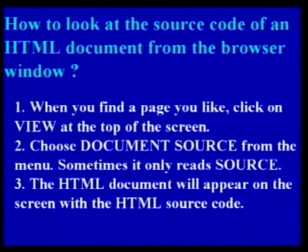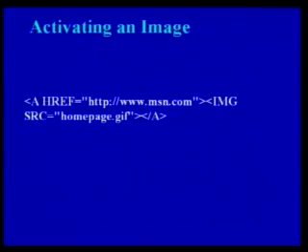When you find a page you like, click on View at the top of the screen. Now this screen you are talking about is the browser window. Choose document source from the menu. Sometimes it only reads source. The HTML document will appear on the screen with the HTML source code.